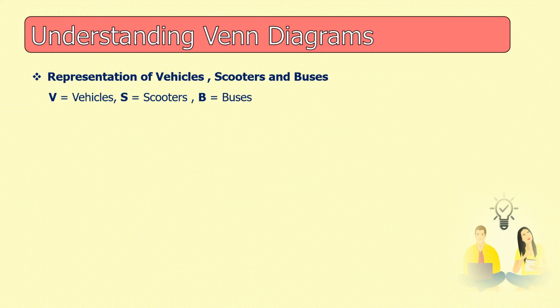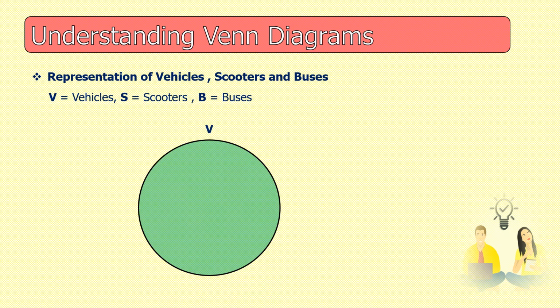Representation of vehicles, scooters, and buses. Vehicles. All scooters are vehicles. All buses are vehicles, but buses are not scooters or scooters are not buses. So they are two distinct circles.